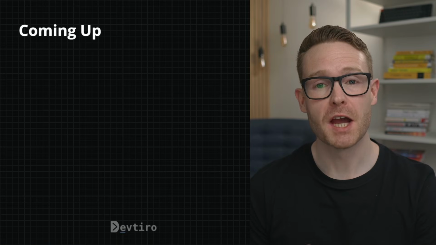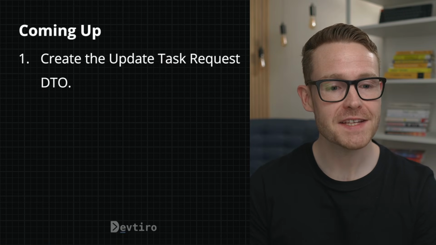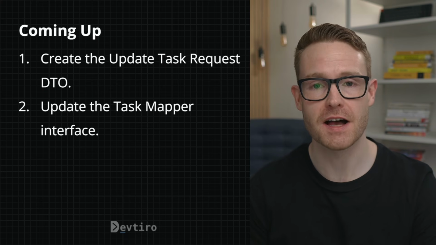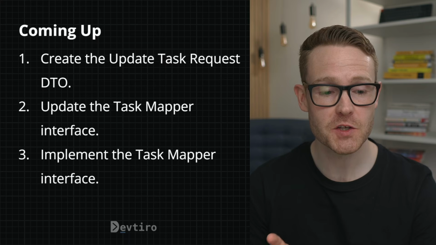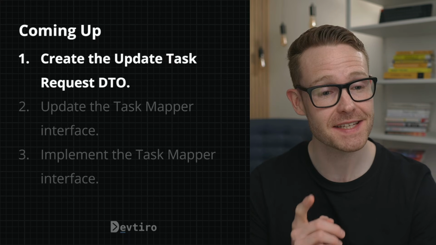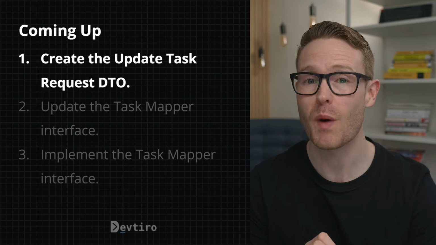So here's what we have coming up in this lesson. We're going to create the update task request DTO. We're going to update the task mapper interface, and then we're going to implement the updated task mapper interface. So let's get started and create the update task request DTO.